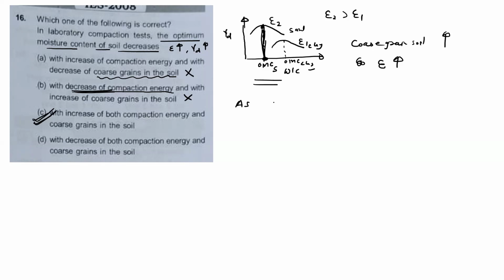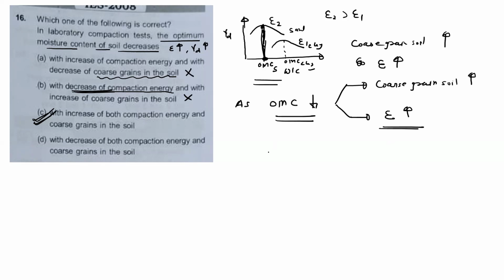As OMC is decreasing, this implies two things: coarse grain soil may increase, or the second option, the compaction energy increases. In these two cases, the OMC will decrease. This option number C will be the correct answer.